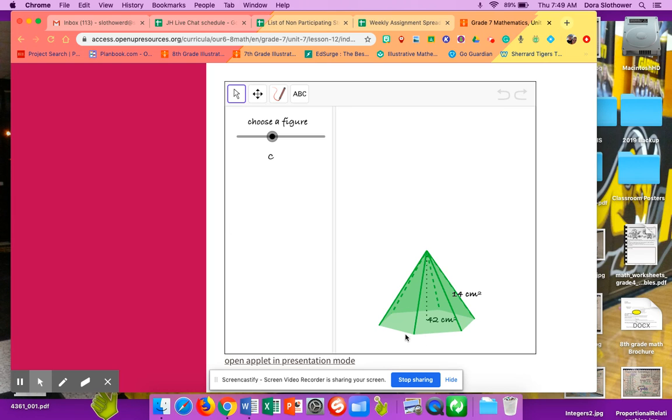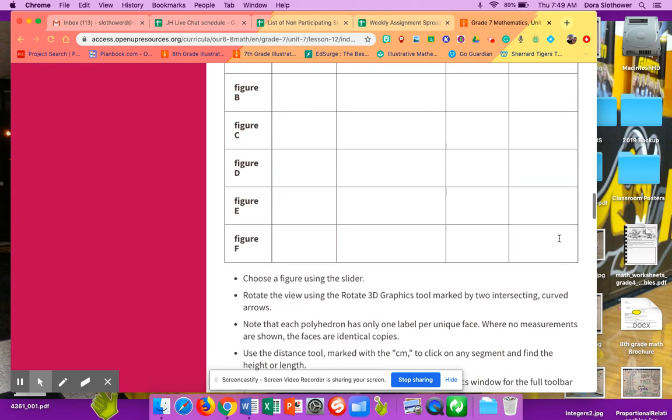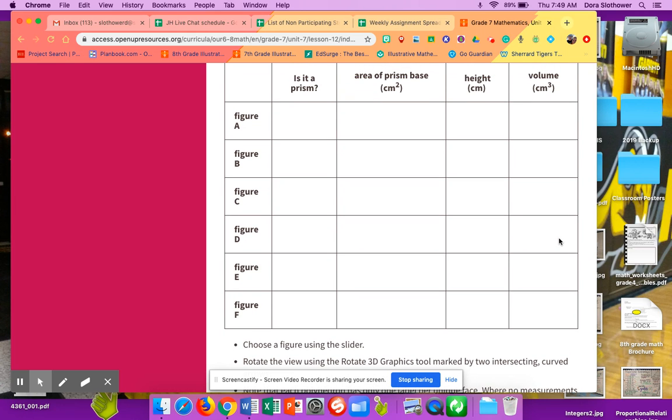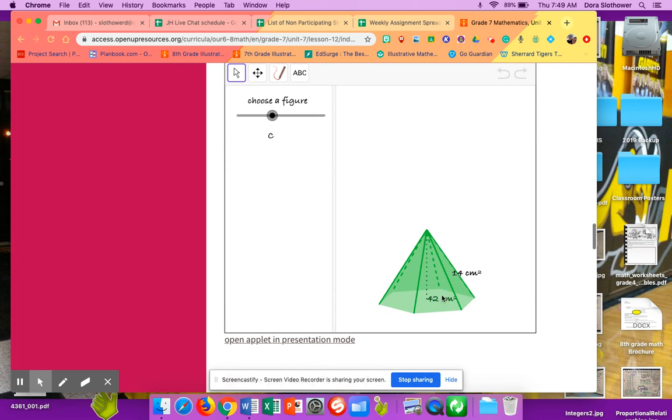Now this one has the area of the base. So up here, first off, is this a prism? No, it is not a prism. So no, it's not a prism, and that's because all of these faces here are triangles. So since it's not a prism, we get to skip it. Let's look at D.